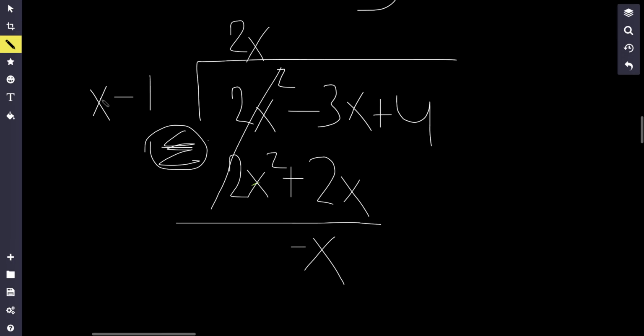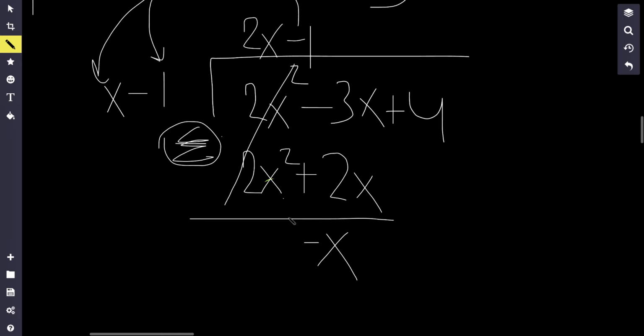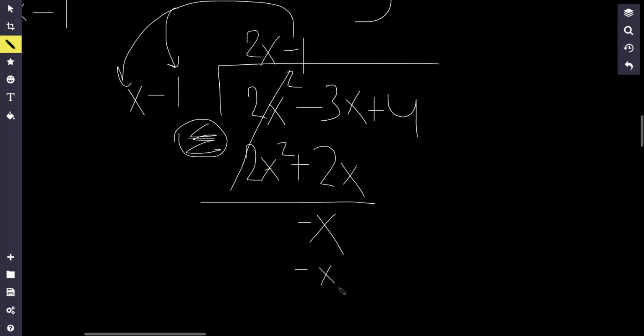Now, what multiplied by x gives me -x? Well, that's just going to be -1, right? So now I'm going to take the -1 and redistribute it back to these two terms. So I'm going to get -x, and -1 times -1 is equal to +1. And don't forget, we have to bring down the 4 as well, right? And we're now going to subtract.